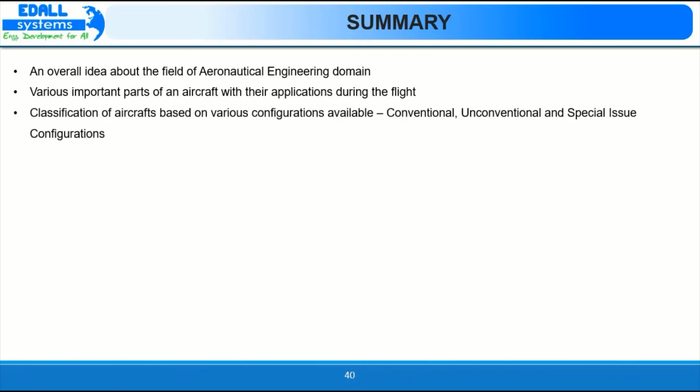These devices perform operations which are very useful for an aircraft to fly. Then we have seen classification of aircraft based on various available configurations: conventional, unconventional, and special issue configurations. Under conventional, we have seen a variety of aircraft that vary based on where the power plant is located, how the intake is placed, and how the wing vertical location is placed. Under unconventional, we have seen biplanes, blended wing body designs, and canard configuration. Then in special issue configurations, we have discussed stealth technology aircraft, short takeoff and landing aircraft, vertical landing aircraft, etc.